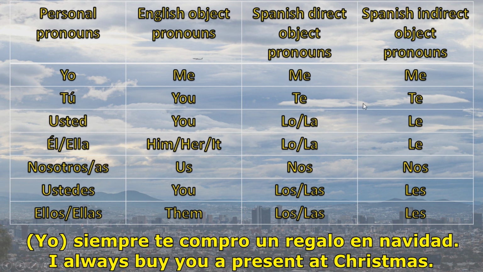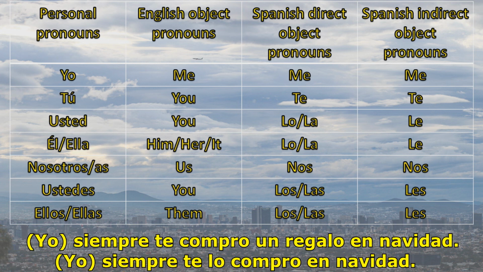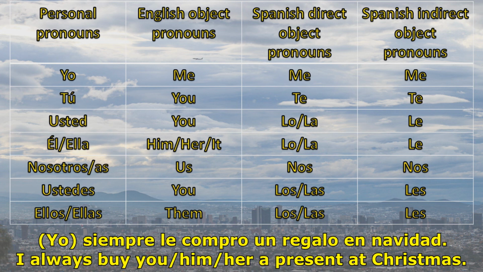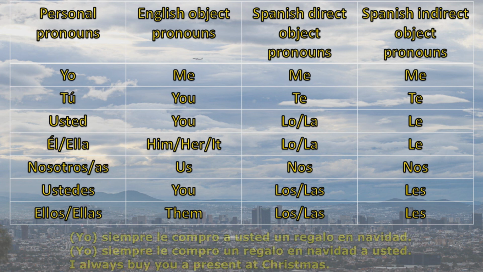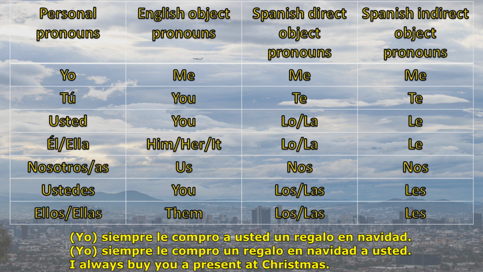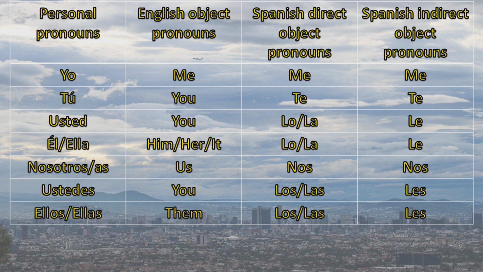To whom is the present? To you. So, yo siempre te compro un regalo en Navidad. Or I can say, yo siempre te lo compro en Navidad. Why? Because I can replace un regalo with the direct object pronoun lo, like we saw in the previous example. It's the same. Or I can say, yo siempre le compro un regalo en Navidad. Or if I want to be very specific, yo siempre le compro a usted un regalo en Navidad.